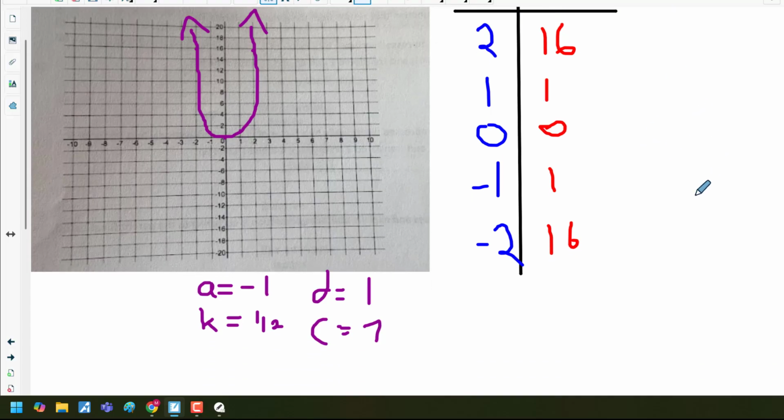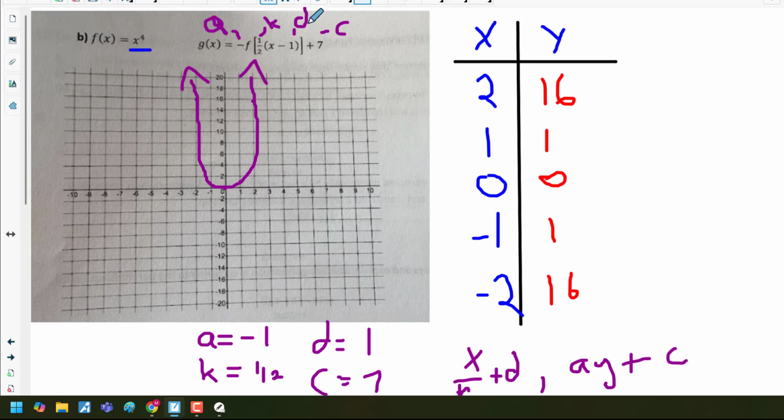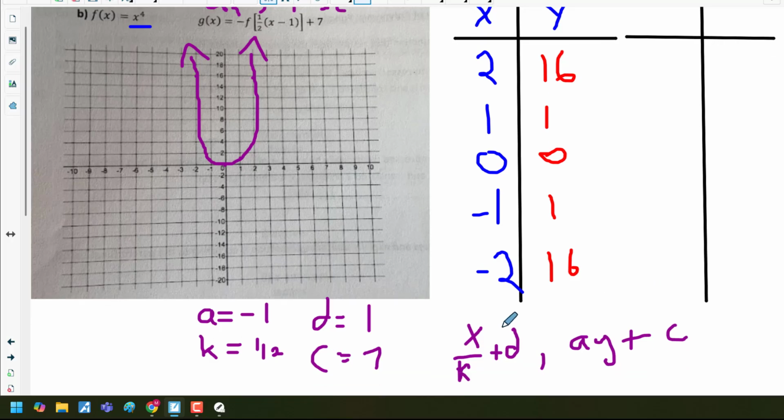And your mapping notation is as follows: X over K plus D. Oh man, that K looks bad, but yeah. And then AY plus C. So these are your mapping notations. You're going to make another table of values, and your headers for this are going to be the mapping notation values.